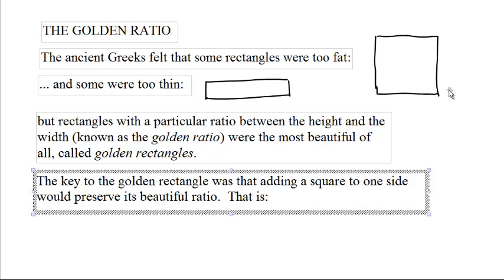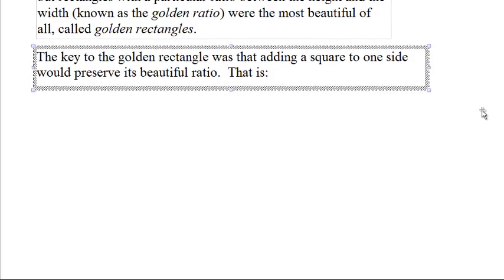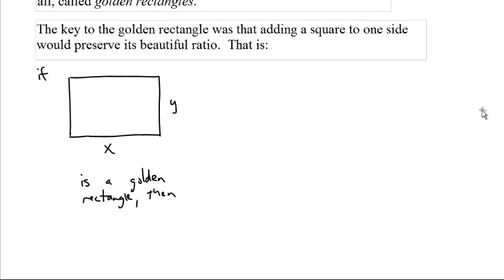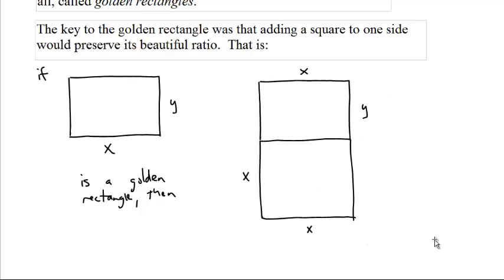Anyway, the key to the golden rectangle was that adding a square to one side would preserve its beautiful ratio. That is, if, hypothetically, this is a golden rectangle with some width and height, and you added a square at the bottom, this length is x, so if you added an x by x square, this would be a golden rectangle as well.